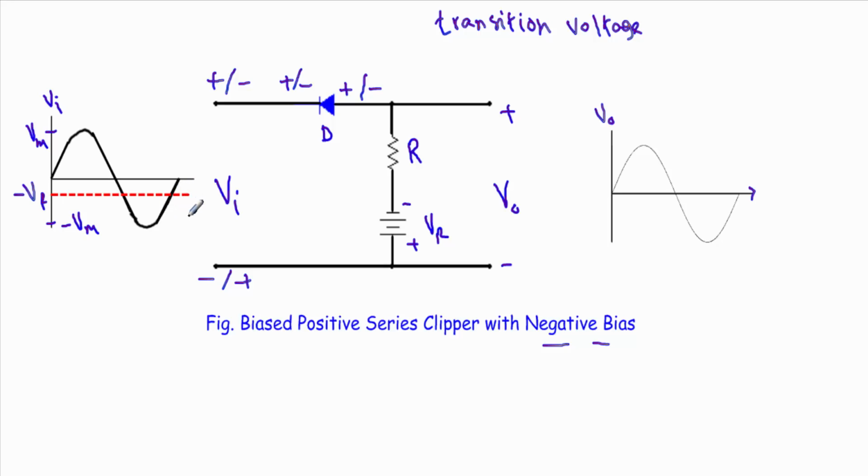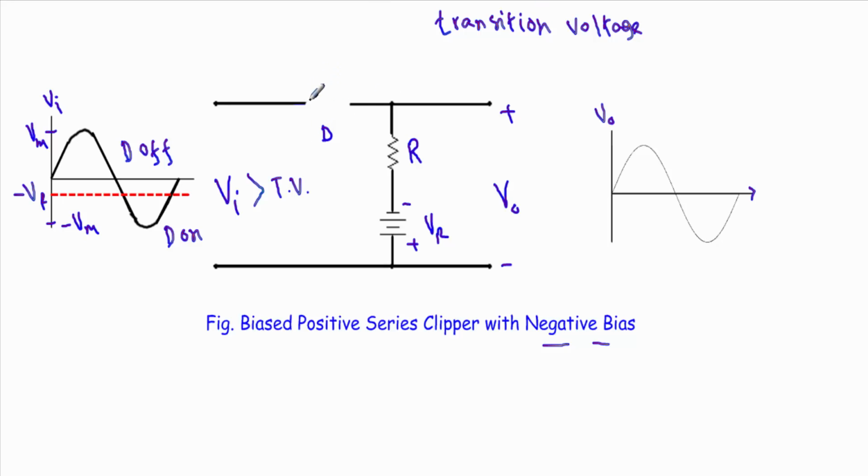Below, when the input voltage is less than this transition voltage, our diode will be on or in forward bias, and when the input voltage is greater than this transition voltage, our diode will be off or reverse bias. When the input voltage is greater than our transition voltage, this diode is in reverse bias or in off state. So I can replace this diode with an open circuit.